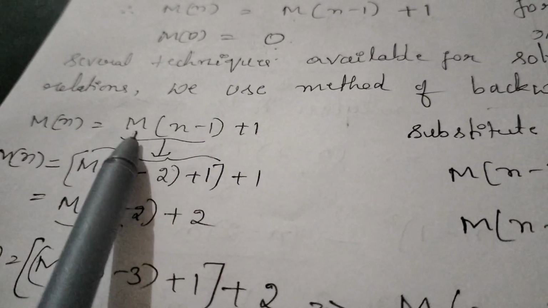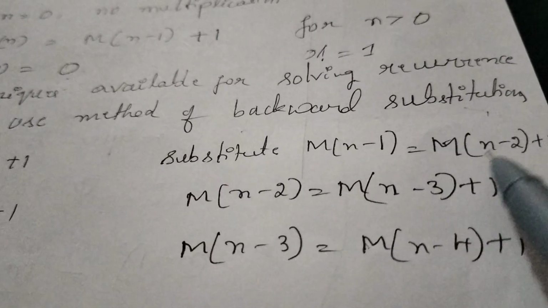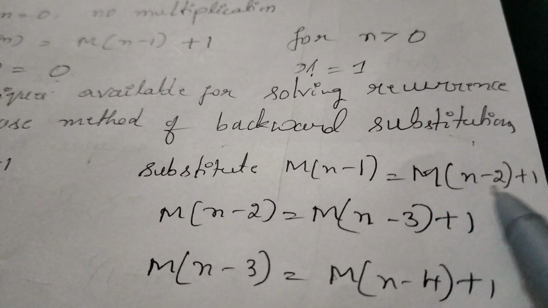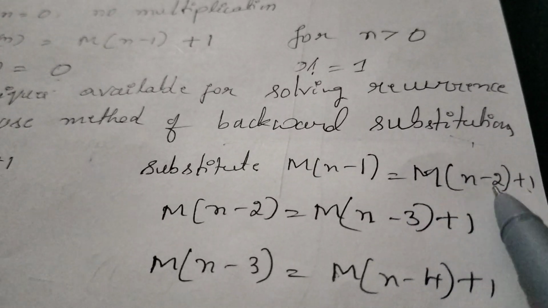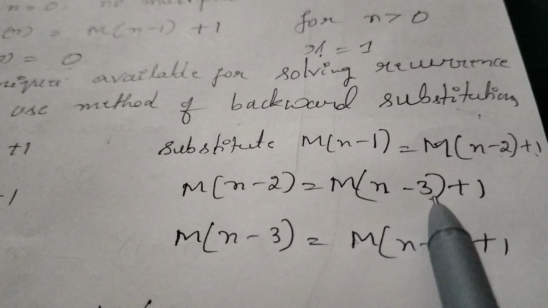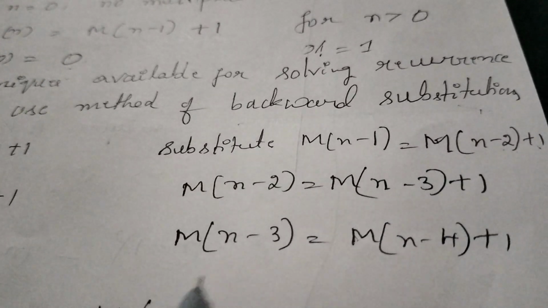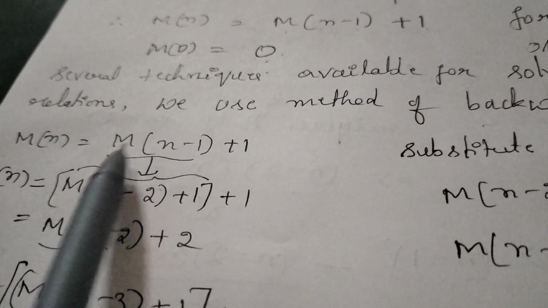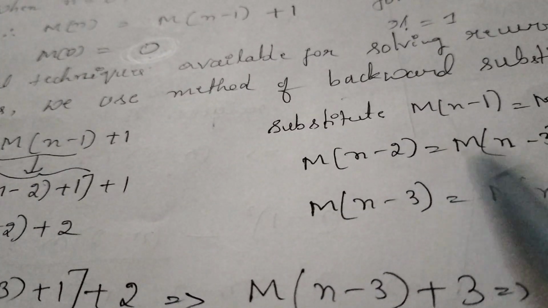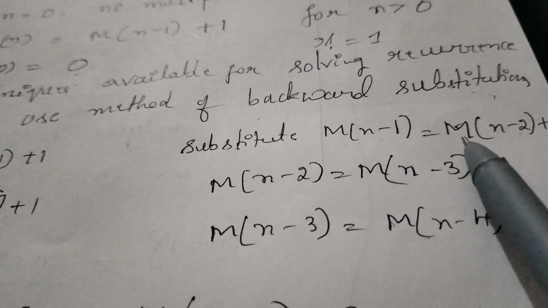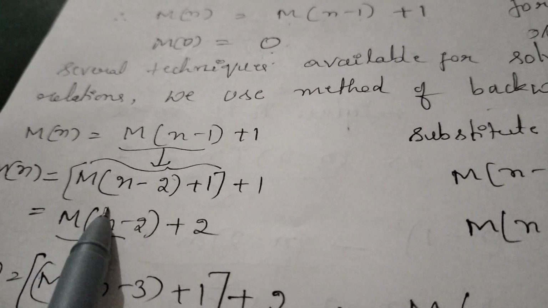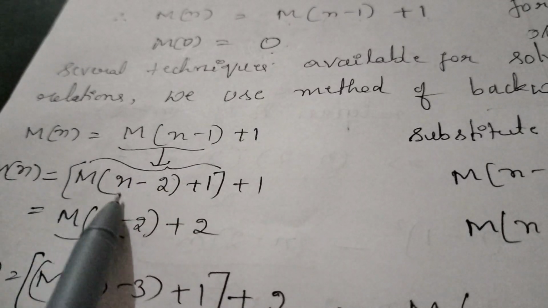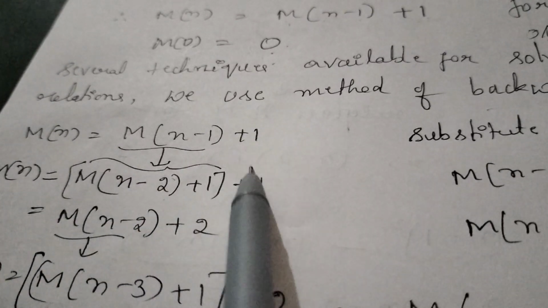Now wherever we find m of n minus 1, it should be replaced like this. M of n minus 1 should be replaced with m of n minus 2 plus 1. And this m of n minus 2 should be replaced with m of n minus 3 plus 1, and this m of n minus 3 with m of n minus 4 plus 1. See, look at this. That's what we have done here. You should retain the rest as it is.